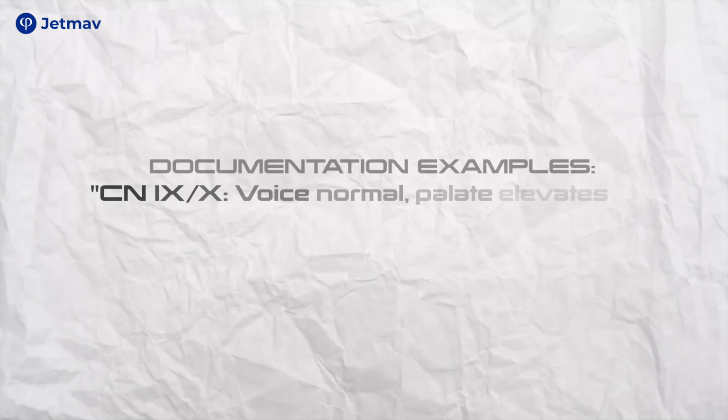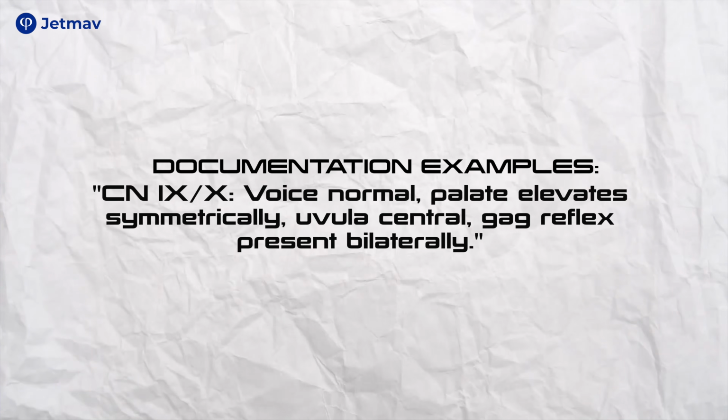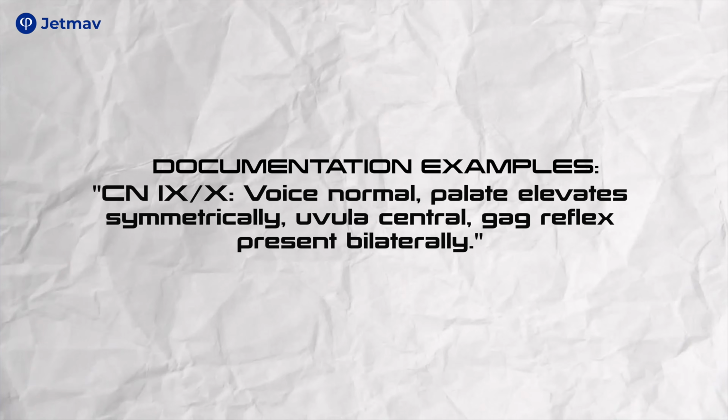The abnormal response is absence of gag, which could mean a lesion of either cranial nerve 9 or cranial nerve 10. It can also be normally diminished in certain individuals, so take note of that. So that is that for cranial nerves 9 and 10. When you're done examining, you can report it this way: the voice is normal, the palate elevates symmetrically on both sides, the uvula is central, and the gag reflex is present bilaterally. So that's that for cranial nerves 9 and 10.